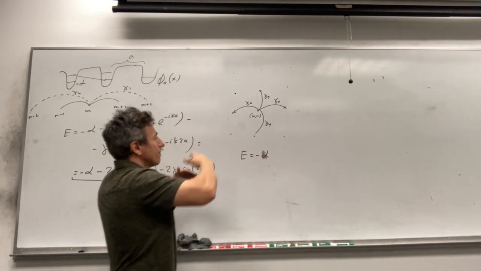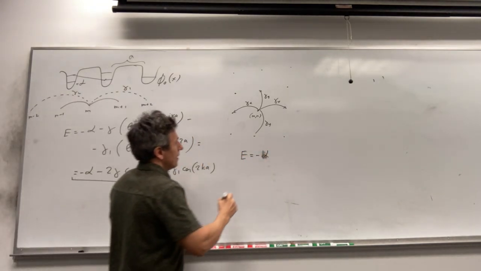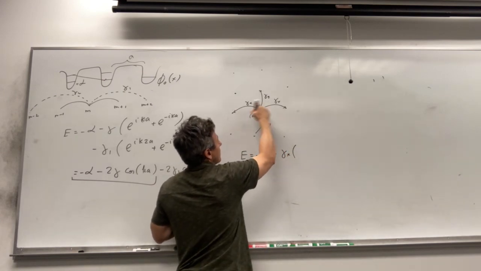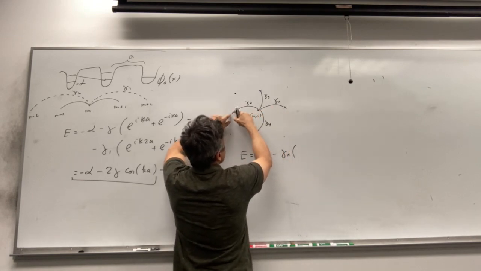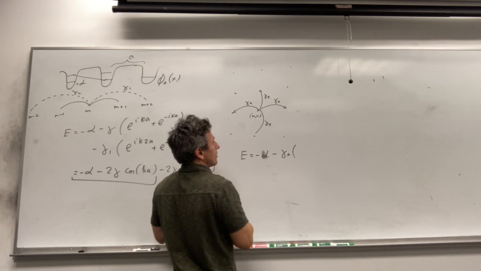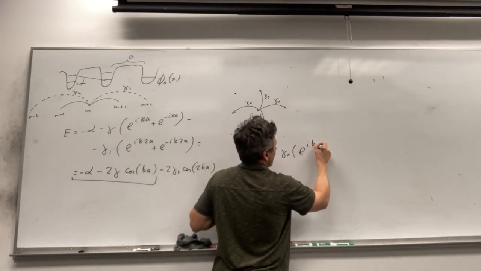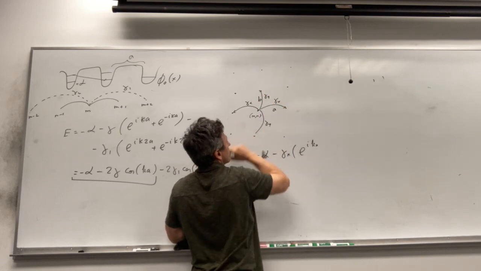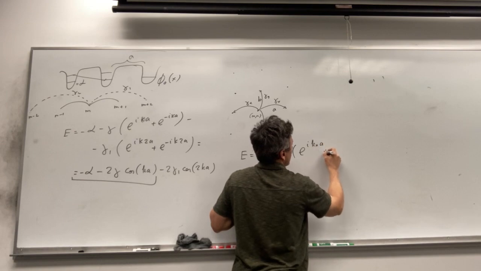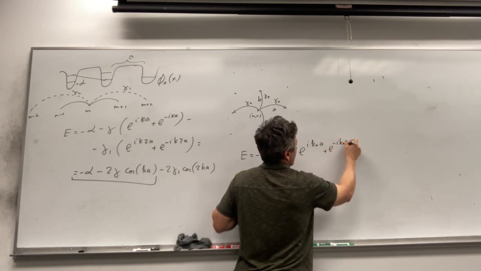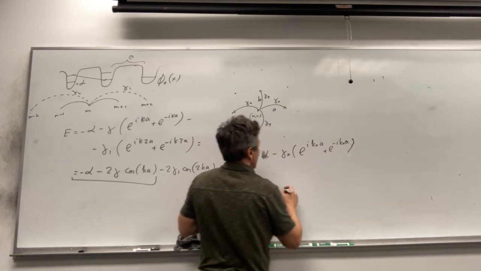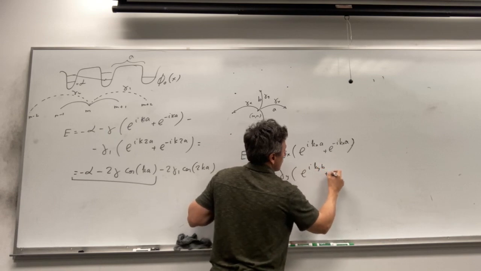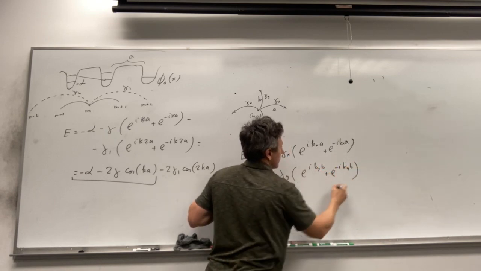Then the corresponding energy will be minus alpha. So it's the energy of a state, and it will be the same for all atoms. Then it will be minus gamma x, the coupling between the states. When you go from one state to another, we just need to change the x coordinate. So if the lattice constant in the x direction is a and in the y direction is b, we get e to the i kx a plus e to the negative i kx a, minus gamma y, e to the i ky b plus e to the negative i ky b.